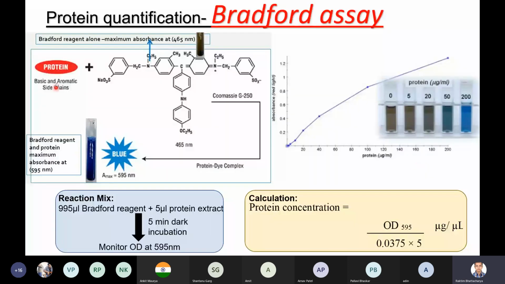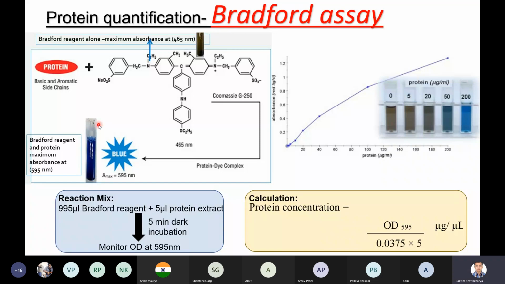There is a reaction called the Bradford assay, using a particular chemical called Coomassie Brilliant Blue. Why this name? Because after the reaction, the reagent becomes a very dark blue in color. That's why it's called brilliant blue, and the reagent name is actually Coomassie. After the reaction, it will become blue in color.